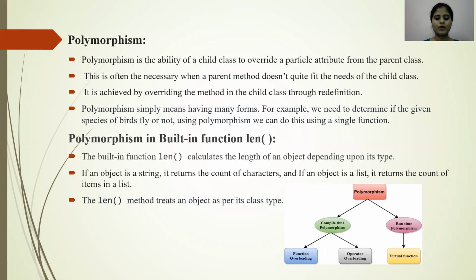Let us see polymorphism in the built-in function len. The built-in function len calculates the length of an object depending on its type. If the object is a string, it returns the count of characters. And if the object is a list, it returns the count of items in the list. The len method treats an object as per its class type. As we can see in the picture, we have compile time polymorphism and runtime polymorphism. In compile time, we have function overloading and operator overloading, and in runtime polymorphism, we have virtual functions.